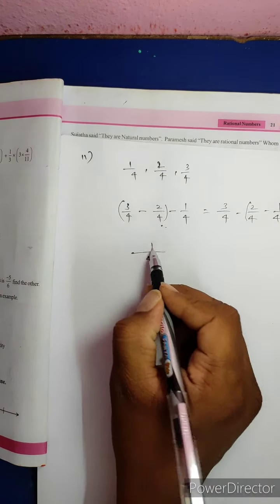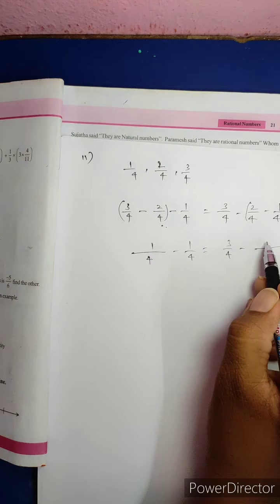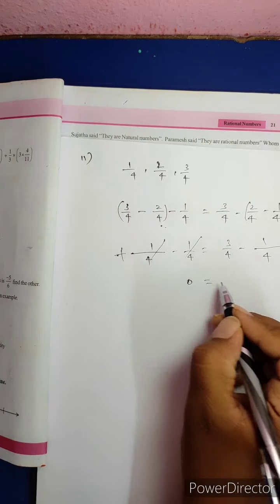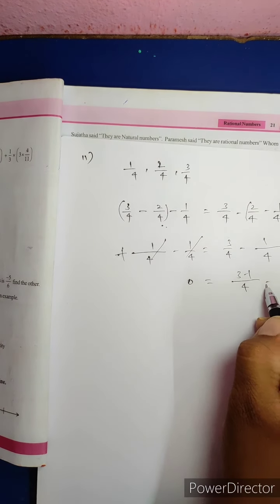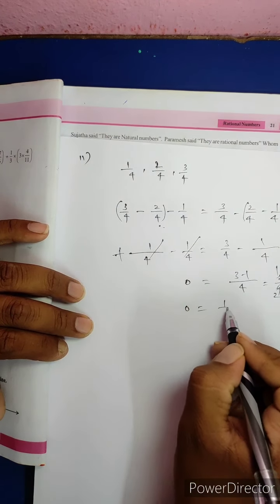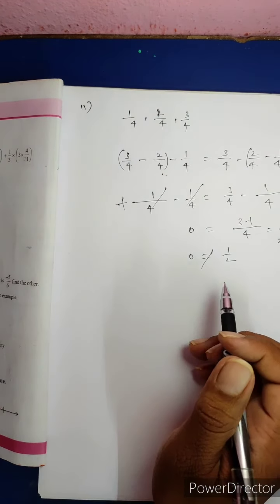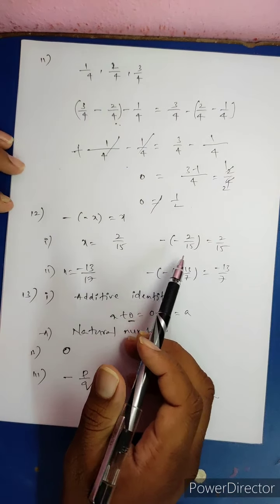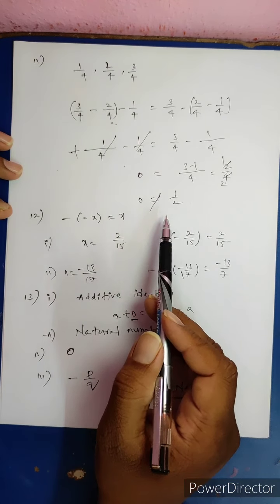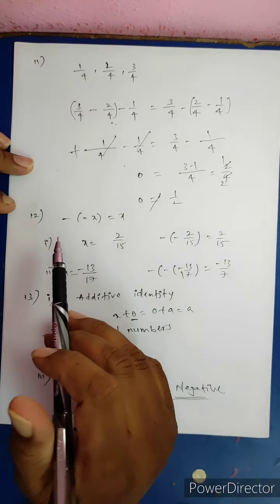3 minus 2, how much? 1. So 1/4 - 1/4 = 0. And the other side: 3/4 - (2 - 1)/4 = 3/4 - 1/4 = 2/4, which is 1/2. Is 0 = 1/2 true? No, this is false. So the associative property does not hold. 0 is not equal to 1/2. With this we can say that the associative property is not satisfied under subtraction in rational numbers.